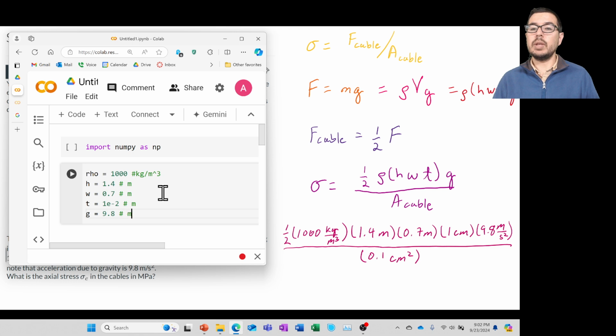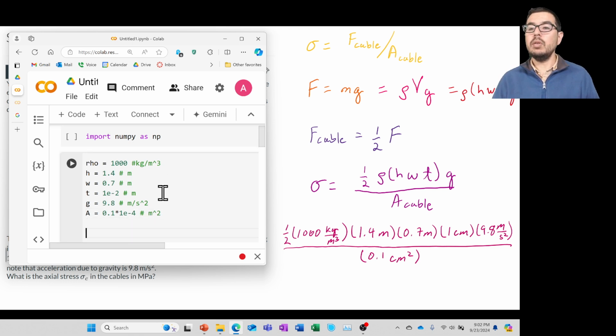Okay, like that. So we're using all base units. The cross-sectional area of the cable is given as 0.1 centimeters squared, but we need it in meters squared. So that could be a little bit tricky. 1 centimeter is 1/100th of a meter, so we're going to have 1/100th times 1/100th. That'll give us 1/10,000th, which is 1 e minus 4.